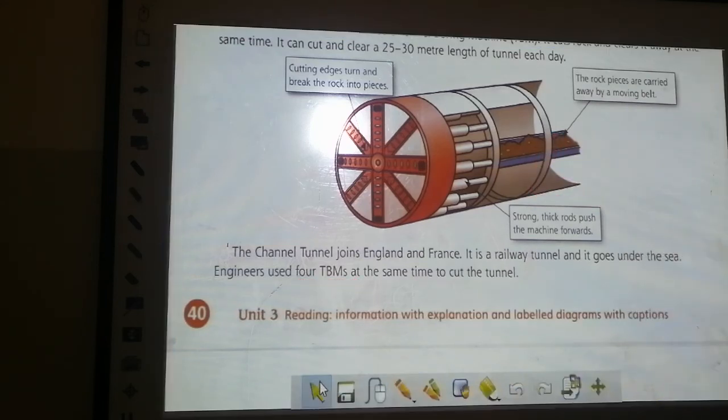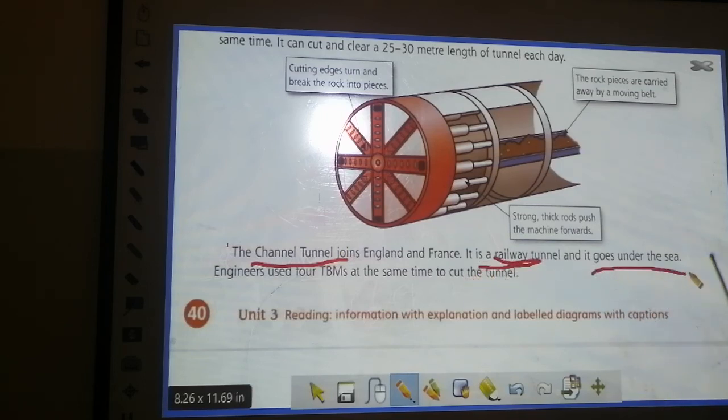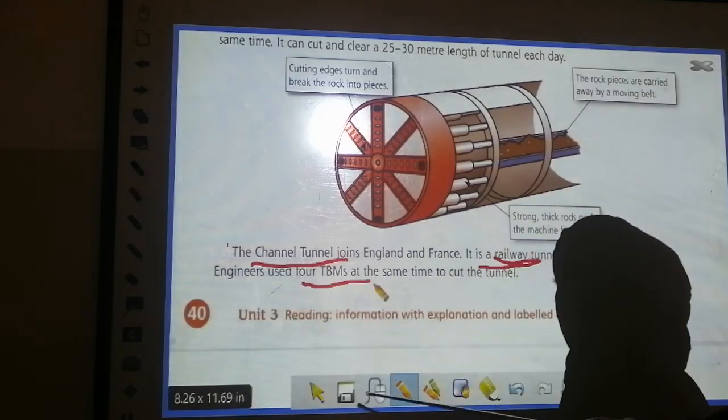So what is the name of the tunnel that joins England and France? The name of it is the Channel Tunnel, and it is a railway. It goes under the sea. How many TBMs did the engineers use to build the Channel Tunnel? They used 4 TBMs.